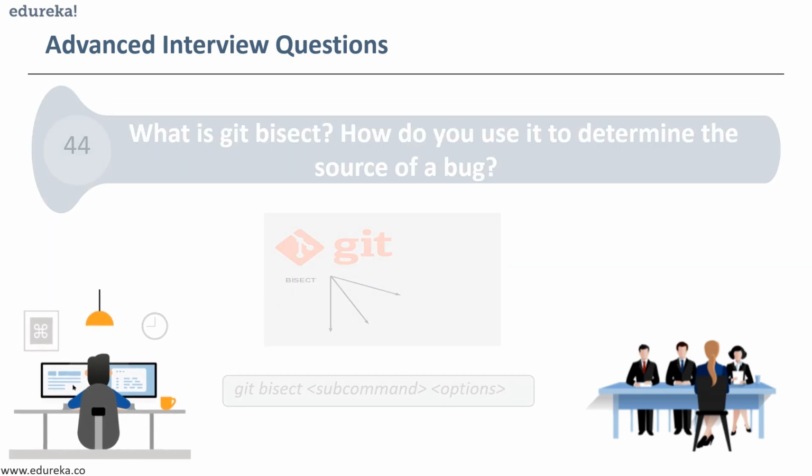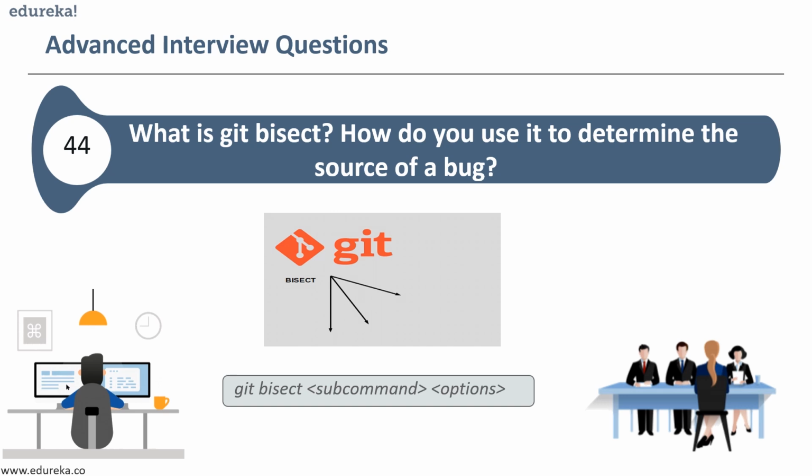The next question is, what is git bisect? How can you use it to determine the source of a bug? Git bisect is used to find the commit that introduced a bug by using a binary search. The command for git bisect is pretty simple. As you can see on this slide, git bisect, subcommand, and the options. This command uses a binary search algorithm to find out which commit in your project's history introduced a bug.